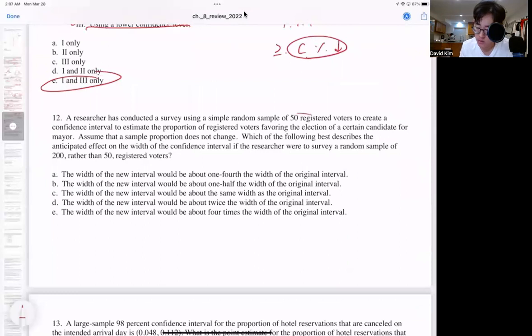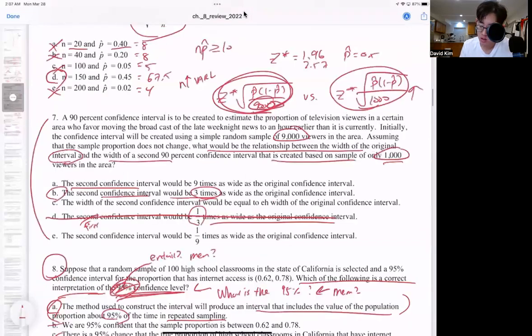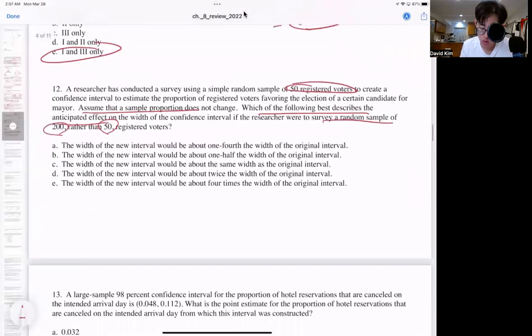A researcher has conducted a survey of 50 registered voters. Assuming that the sample proportion does not change, which of the following best describes the anticipated effect on the width of the confidence interval if a researcher were to survey a random sample of 200 rather than 50? Remember, it's the same exact question as we have done before, number 7. When we go from 9,000 to 1,000, we basically change the sample size. Now here we went from 50 to 200. The new interval with the 200 random sample size should give you smaller variability, which would also give you a smaller confidence interval.